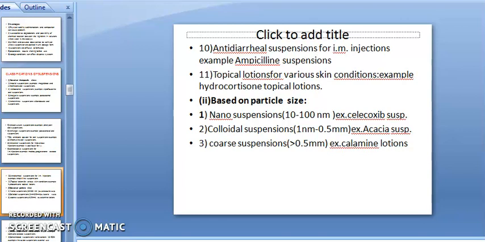That is called topical lotion. Based on particle size, suspensions can be classified according to the size of your solid particle. Nano suspension has a 10 to 100 nanometer diameter of solid particle. Example celecoxib suspension. Colloidal suspension contains 1 nanometer to 0.5 millimeter diameter of solid particle. Example is acacia suspension. Coarse suspension, more than 0.5 millimeter in diameter of particle size. Example is calamine lotion.